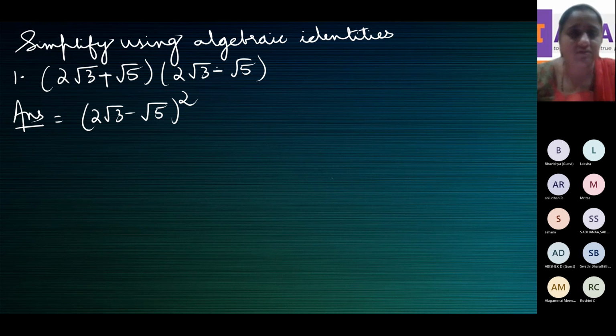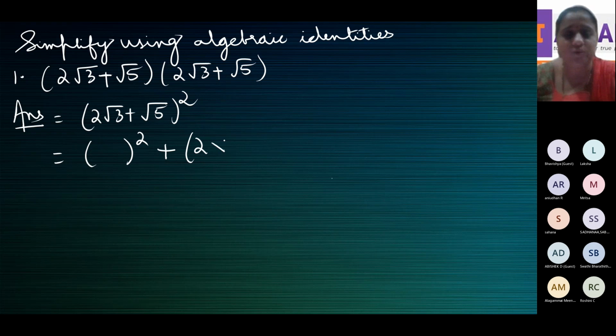Plus and plus here. Then it will be 2 root 3 plus root 5 the whole square. Yes or no? Yes, ma'am. Now tell me what will it be? A square plus 2 into a into b plus b square. So what should I write here?